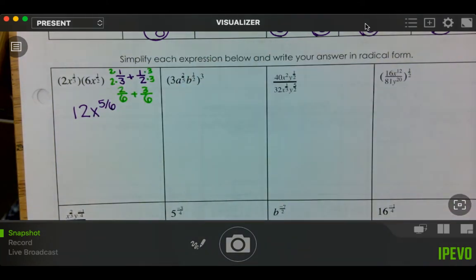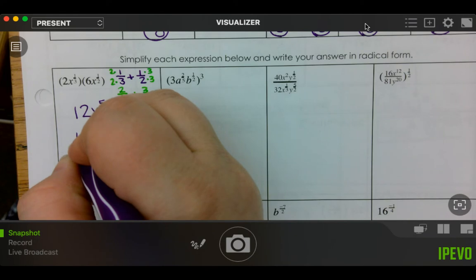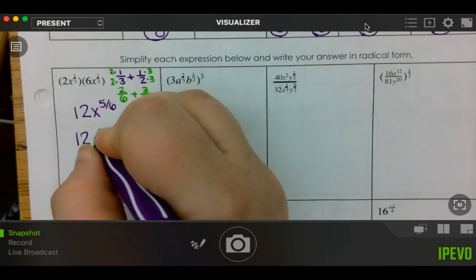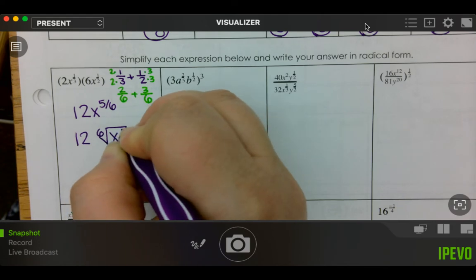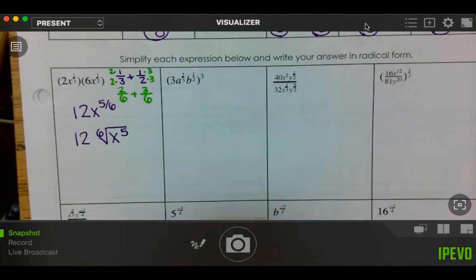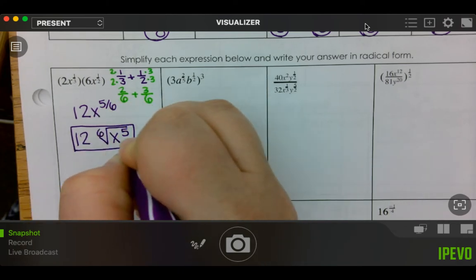And then I am going to change this and write it in radical form. That just means the 12 stays where it's at, and I'm going to have the 6th root of x to the 5th. So only the part that still has a fraction in the exponent needs to change.